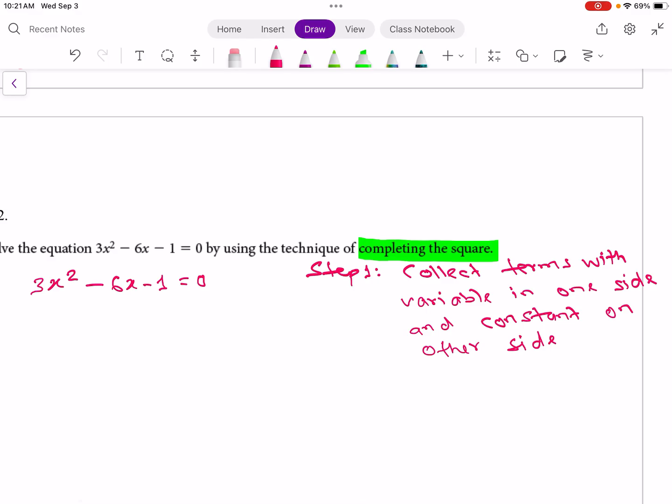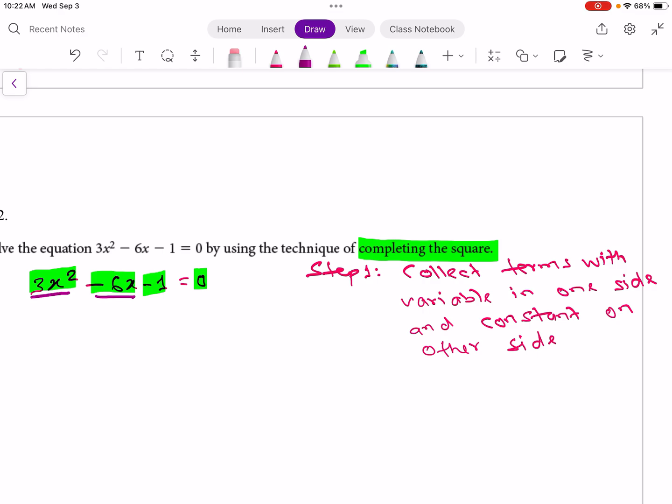Now, can you tell me the terms that have a variable on it? So we have four terms, right? We have a positive 3x square, negative 6x, negative 1, 0. So we have these four different terms here. Now, which term has a variable on it? So what is our variable here? X, right? So the unknown value, x is the variable here. And which term has x? So 3x square has an x on it, negative 6x has an x on it, right? Now we collect these two terms on one side of the equation and negative 1, that is the constant, we collect on the other side.